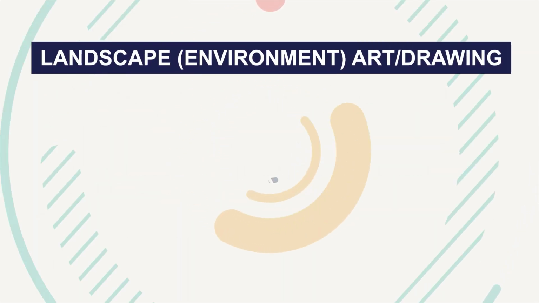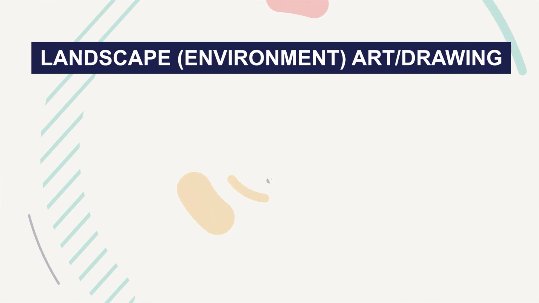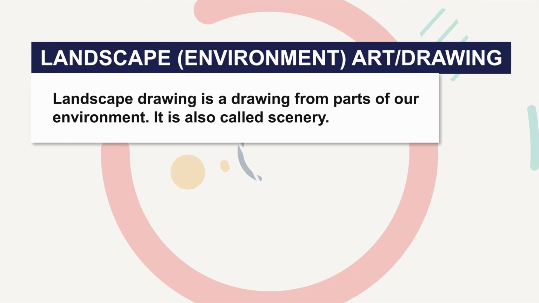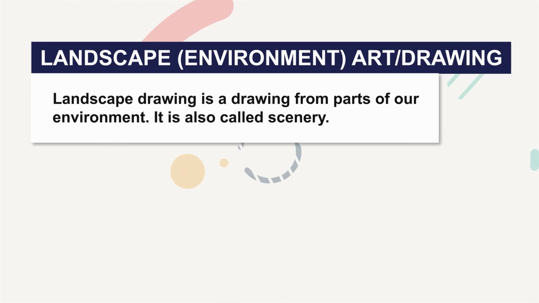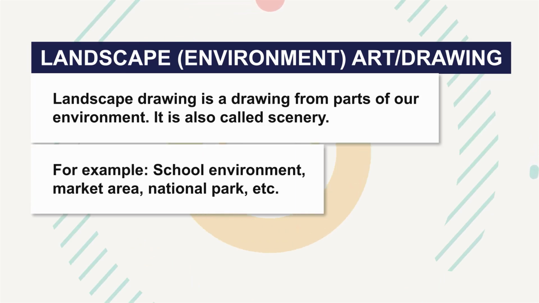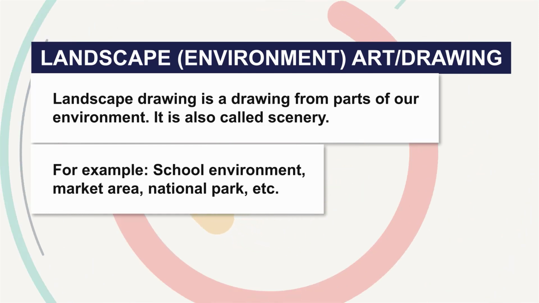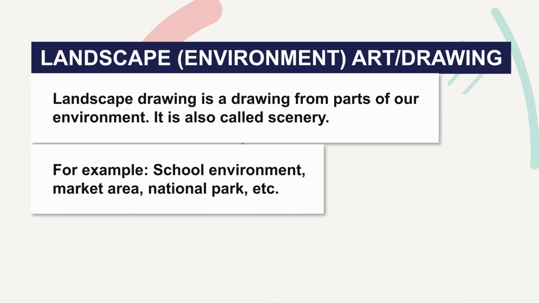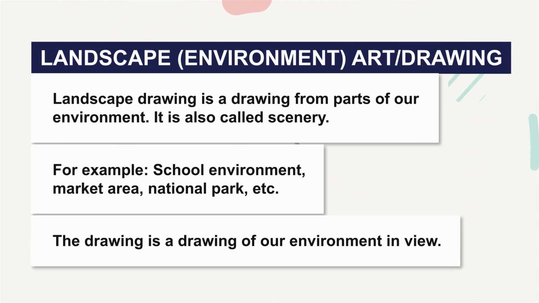Now, let us look at the meaning of landscape environment, art or drawing. Landscape drawing is a drawing from part of our environment. It is also called scenery. For example, school environment, market area, national park, etc. It is a drawing of our environment in view.